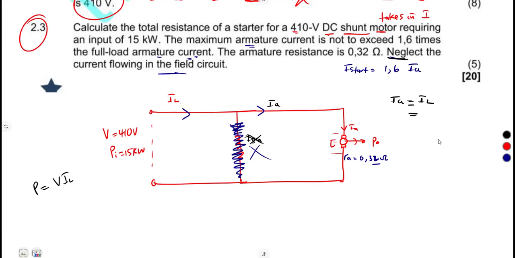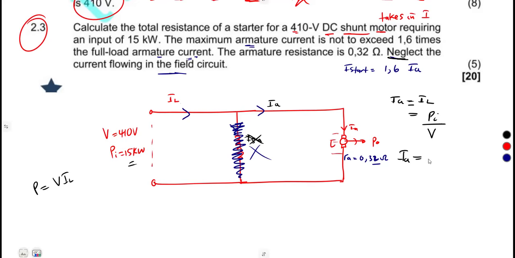Voltage times the load current. So it means that's simply the input power over the voltage to have the armature current at full load. That's how you're going to work with the current that you have at full load. That's it. It will be equal to that.